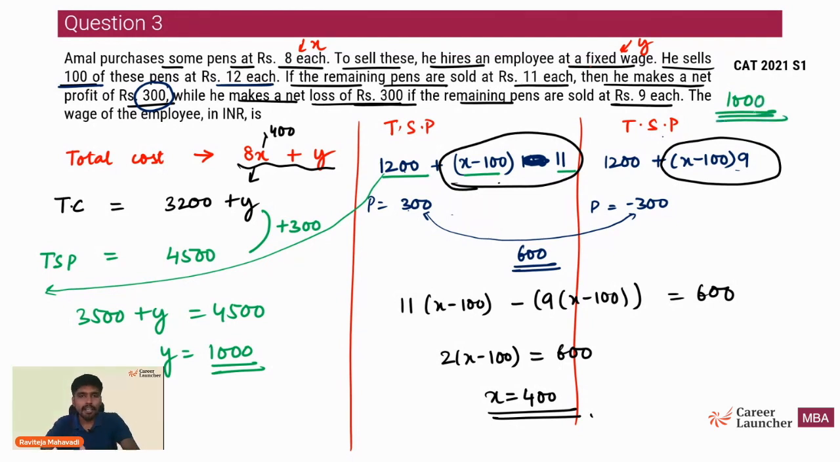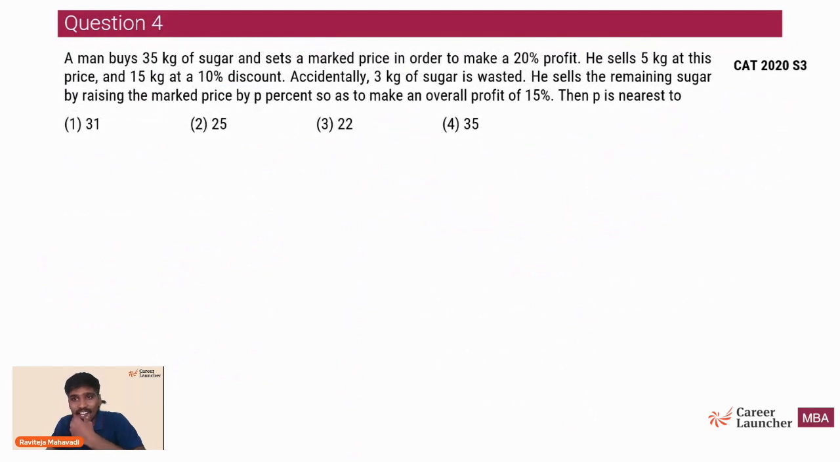Simply equating the LHS and RHS, simply equating the total cost and total selling price, you'll be able to get to the answers. And these are very, very simple questions which have appeared in CAT. These are actual CAT questions. Let's take a look at this.